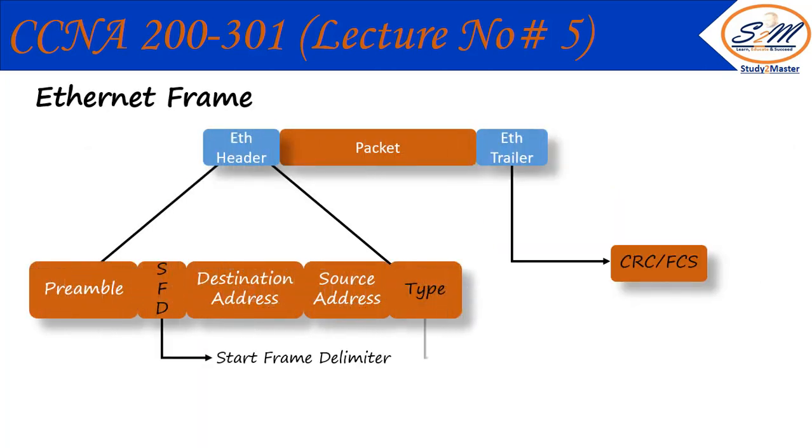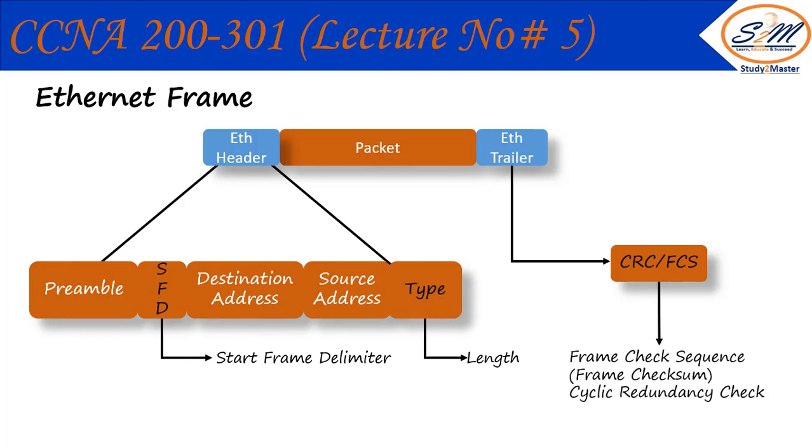So the Ethernet frame: what do we have in Ethernet frames? On the left-hand side we have the Ethernet header, and on the right-hand side we have the Ethernet trailer. What is inside the Ethernet header? Inside the Ethernet header we have 5 separate fields. The first one is the preamble, the second one is the SFD, then the destination address, the source address, and the type or length. The Ethernet trailer is the CRC or FCS.